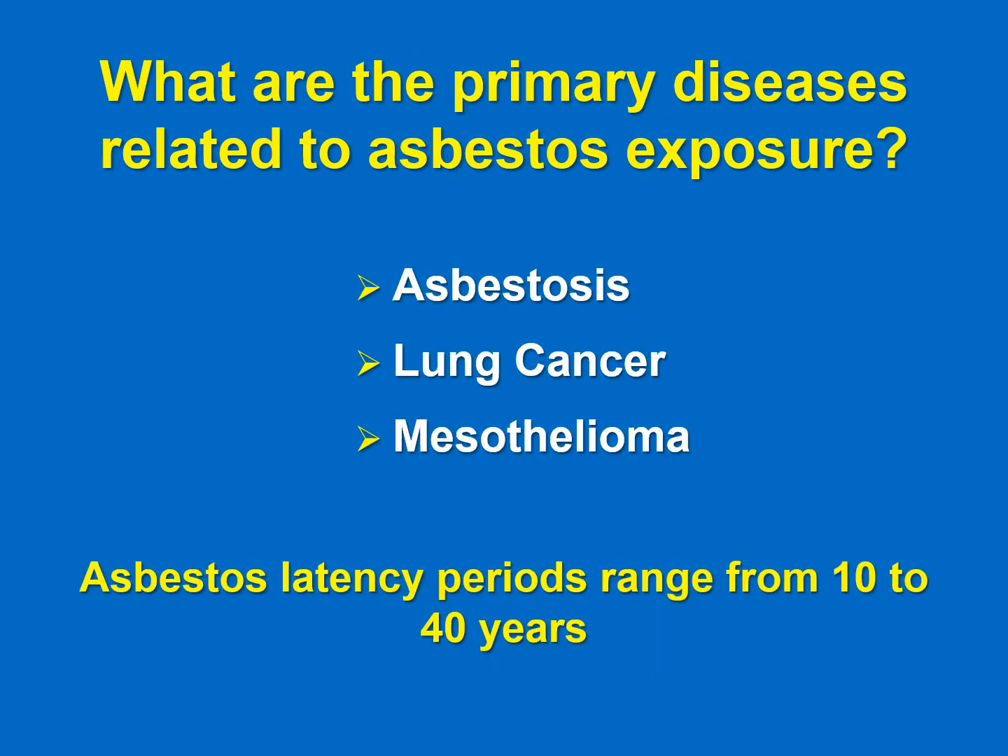Now, when we talk about the health effects, we certainly want to mention the three primary diseases related to asbestos exposure: asbestosis, lung cancer, and mesothelioma. Now, the asbestos latency period ranges from 10 to 40 years. So what is a latency period?